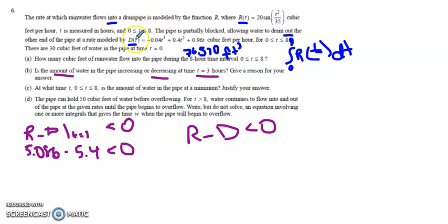All right, part C. At what time is the amount of water in the pipe at a minimum? Well, this is where you'd have a table of values. You'd have your time, and then you'd have the amount of water in the pipe. And you know that 2 of the times you need to look at are 0 and 8. At time equals 0, we're already told that there are 30 cubic feet. This is the amount of water in the pipe. So there's 30 cubic feet here. I next need the critical point. I need to know where R equals D. So I'm going to write down this.